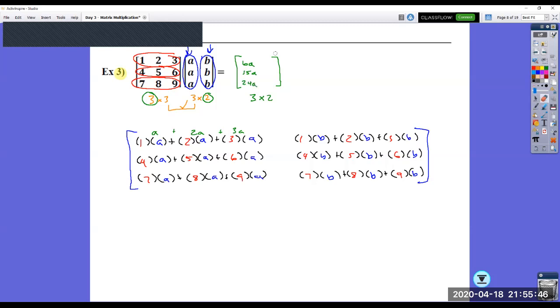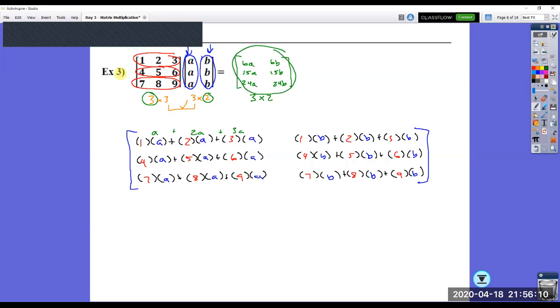Doesn't look like I left myself quite enough space right here, so I'm just going to erase this. And over here, notice this is B's. 1B plus 2B plus 3B is 6B, 15B, 24B. So notice the numbers are the exact same, it's just the variables that have changed right there. Okay. So that's going to be right here is my answer.